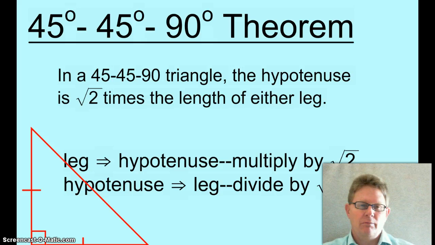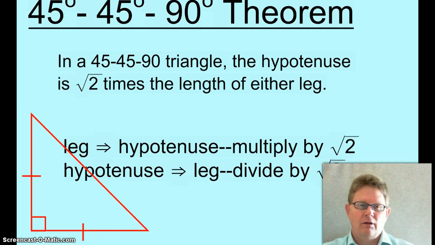45, 45, 90 degree theorem. In a 45, 45, 90 triangle, the hypotenuse is root 2 times the length of either leg. Both those legs are going to be congruent. Not always are you going to be told that they're 45 degree angles, but you might be told that both legs are congruent. Base angle theorem makes these two angles congruent to each other, so that makes them both 45 degrees. Alright, so to go from the leg to the hypotenuse, you're going to multiply by root 2. To go from the hypotenuse to the leg, divide by root 2.